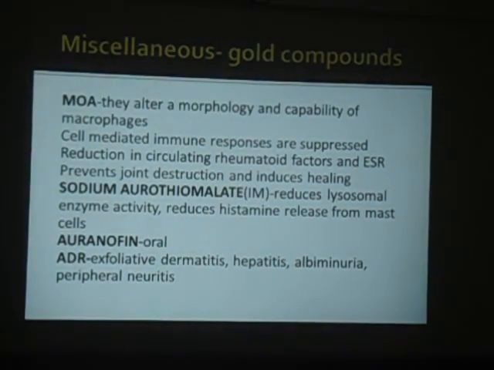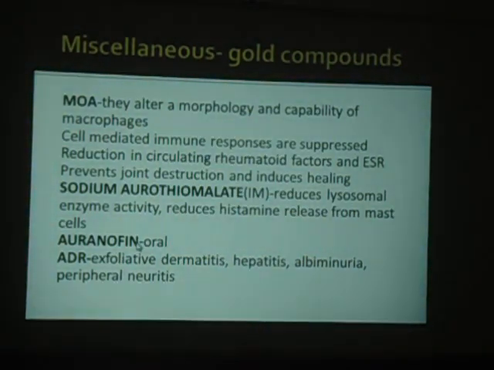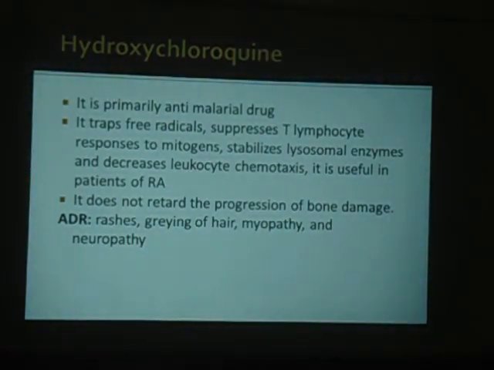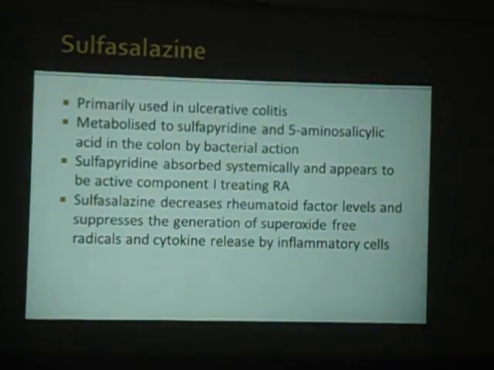But from recent studies, we have found that if we use this gold product, it can decrease the inflammatory products. How this is mediated is that the cell-mediated immune response is suppressed, and reduction in the circulating rheumatoid arthritis factors prevents the joint destruction. Aurothiomalate and aurothioglucose are the gold derivatives. They can also cause adverse effects such as exfoliative dermatitis and hepatitis. Chloroquine, hydroxychloroquine is an antimalarial drug; just remember, it traps the free radicals and prevents the formation of joint destruction.